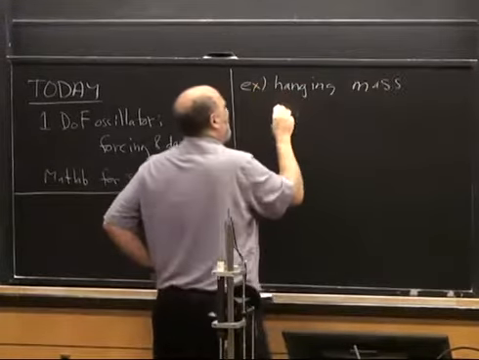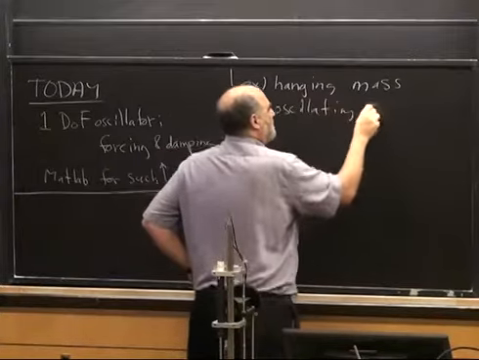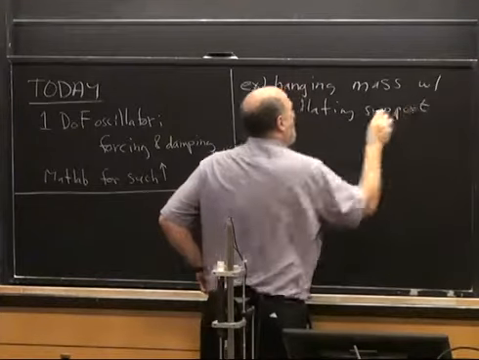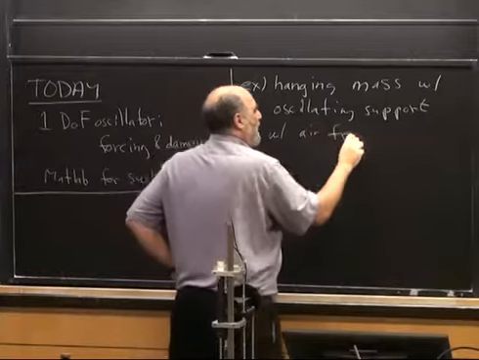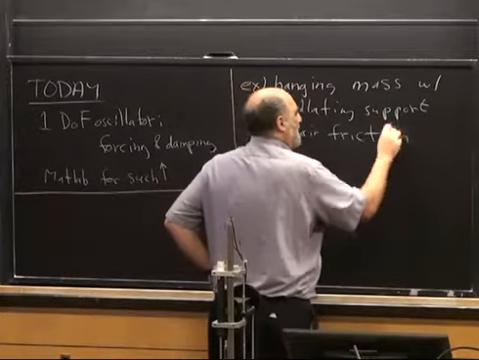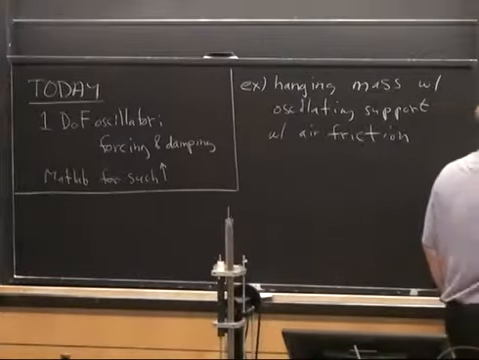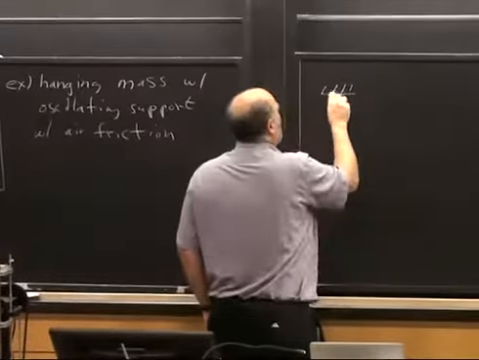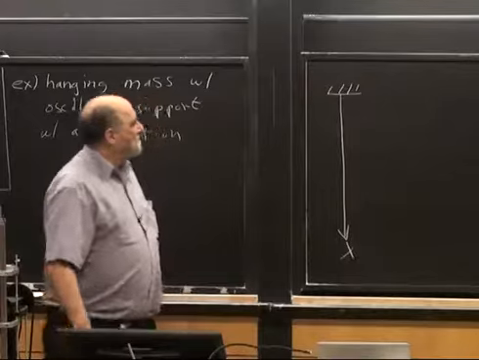And we're going to have an oscillating support, with some air friction. And we'll make a bad model of the air friction just so we can get it into the equations the simplest way that we can. Okay, so the model is going to be like this. We're going to pay attention to distance; we'll call down positive.